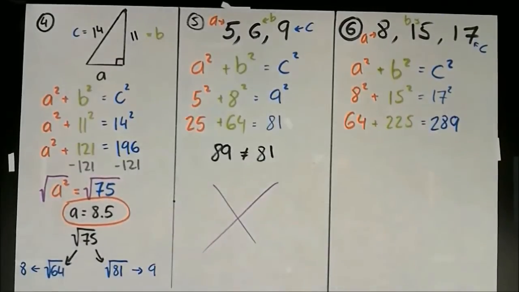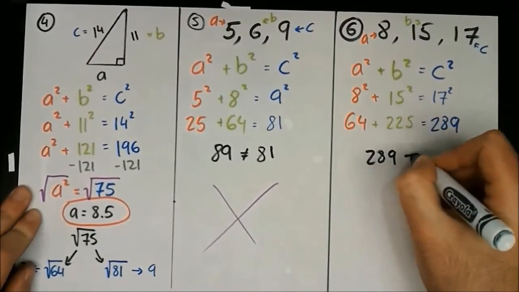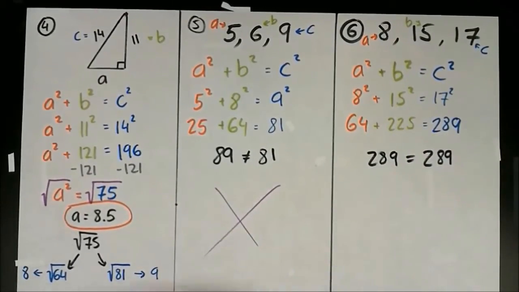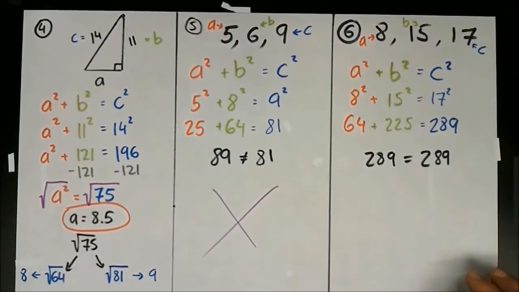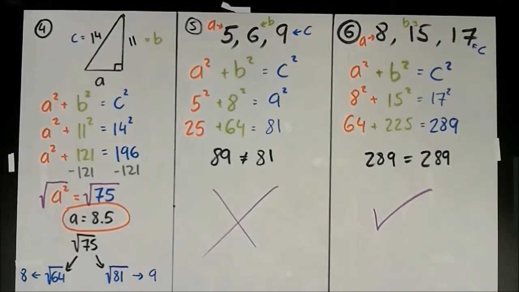Alright, and now for the final part: the two shorter sides, do their areas or their squares equal out to the longest side squared? So does 64 plus 225 give us 289? And the answer to that is yes. It's a perfect match, and that means the theorem works. This is indeed a right triangle. Questions on number 6?